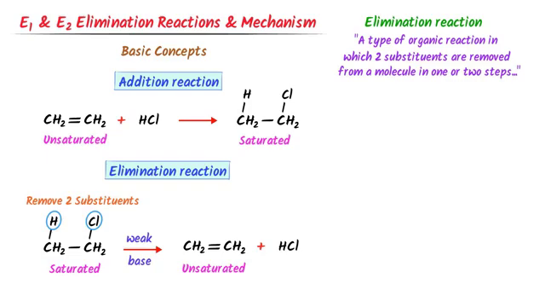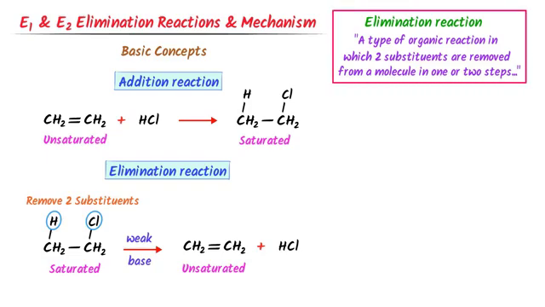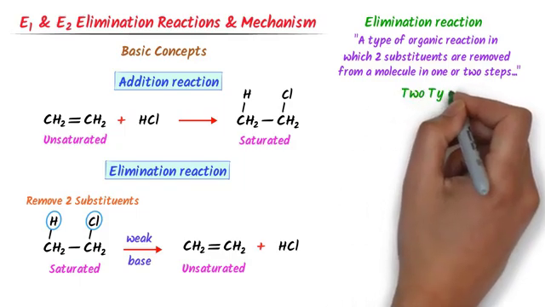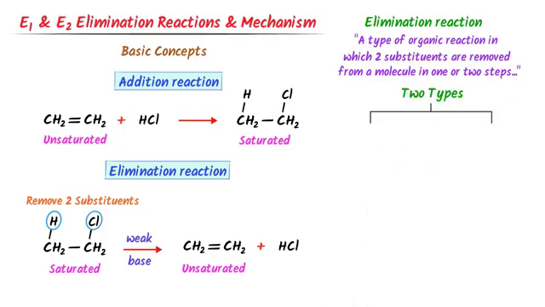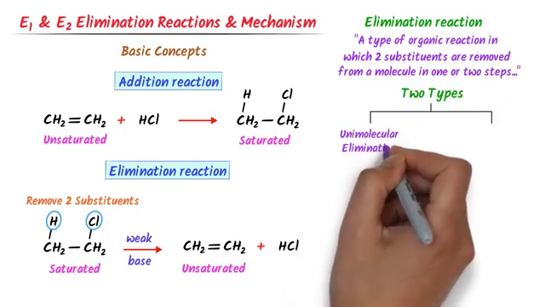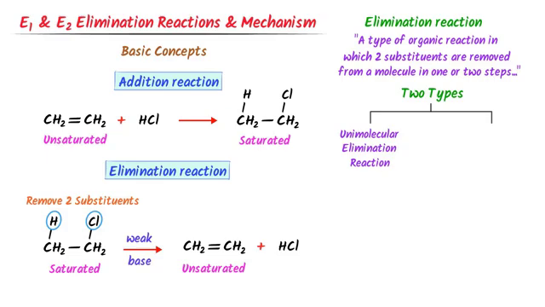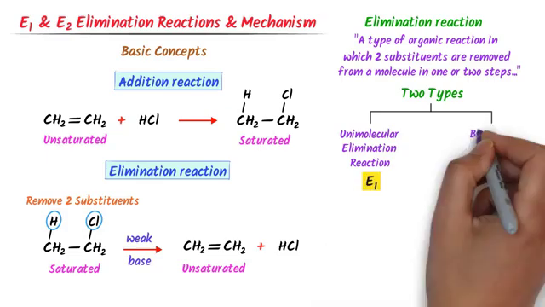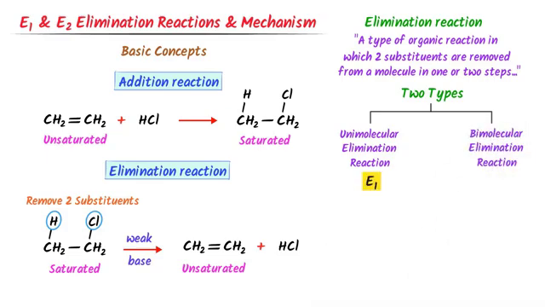Let me repeat it. A type of organic reaction in which two substituents are removed from a molecule in one or two steps is called elimination reaction. Remember that there are two types of elimination reactions. Elimination of unimolecular reaction, we call it E1 elimination reaction, and elimination of bimolecular reaction, we call it E2 reaction.